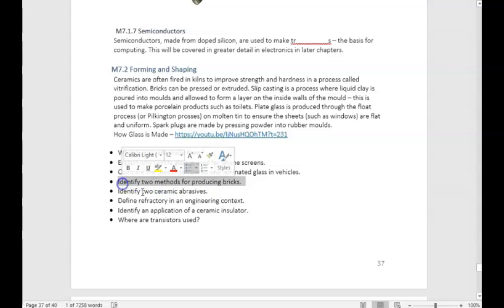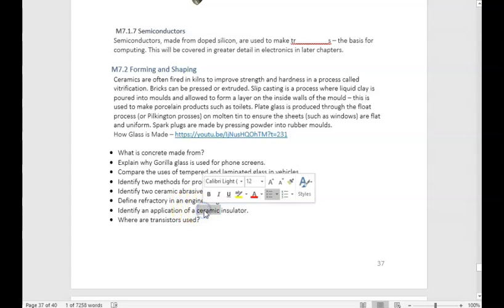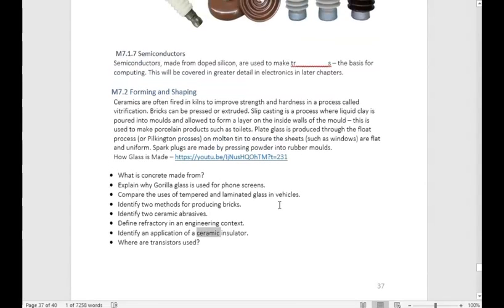Identify two methods for producing bricks. Pressed and extruded. Identify two ceramic abrasives. Diamond and sand. Okay, define a refractory in an engineering context. Stable at high temperatures. But if you wrote withstand, I would still mark that as correct. Identify an application for a ceramic insulator. Spark plugs is the one I see a lot of. Some people do say transmission lines or overhead wiring lines. Okay, where are transistors used? They are the basis for computing. Yeah, so transistors are used in computers.